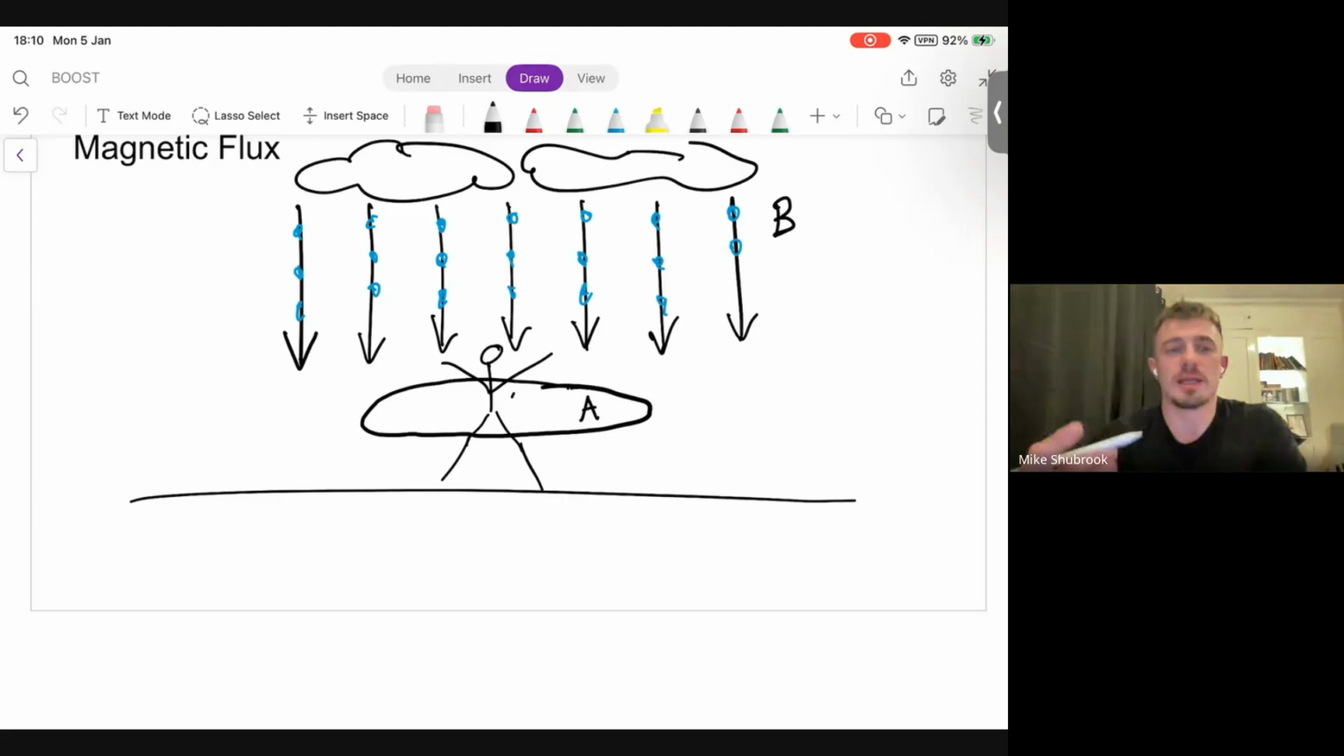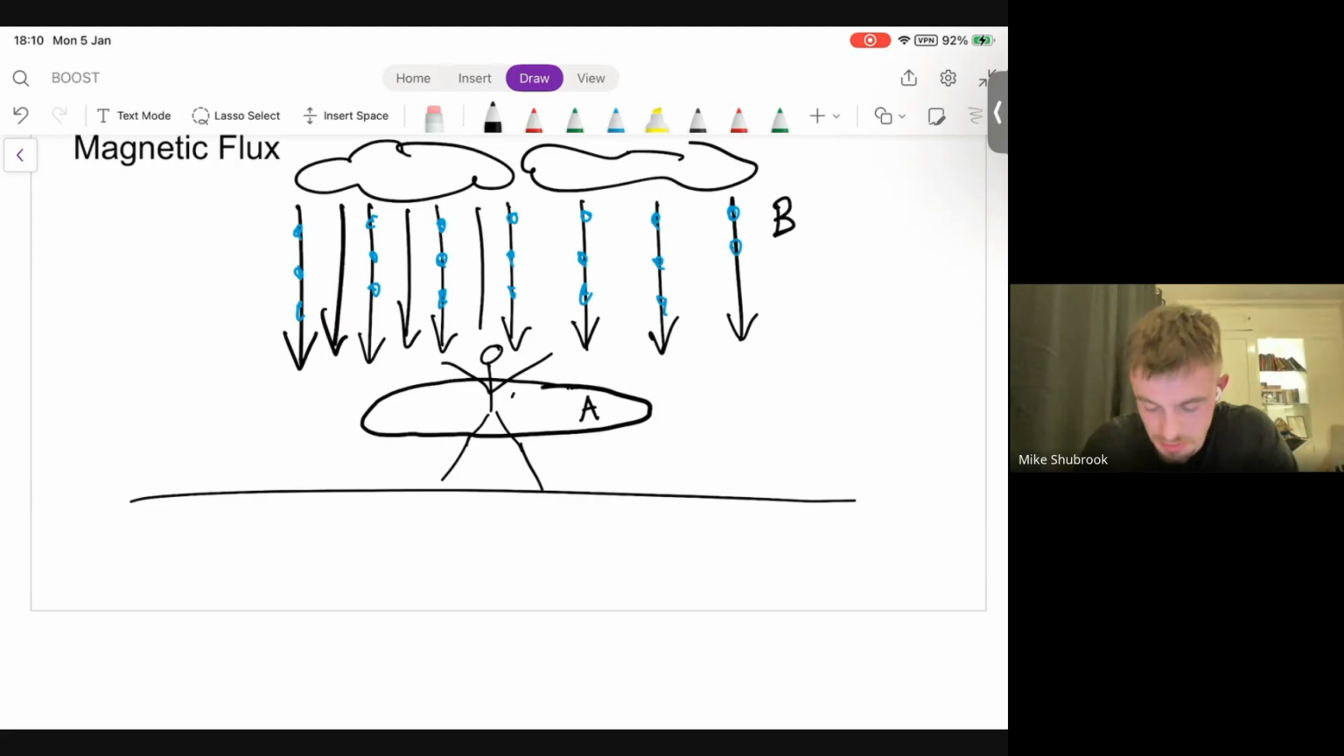And then I said, if it's raining more heavily, we would add more of these field lines onto our diagram. And we know that if we've got a high density of field lines, that means that we've got a stronger field. So if it's raining more in this analogy, we've got a stronger magnetic field.